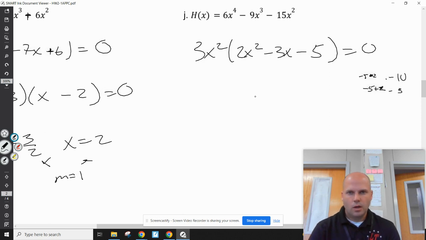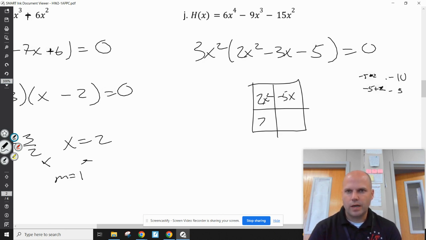Okay. I will have a box. This is just like grouping. 2x squared, negative 5x, positive 2x, negative 5.